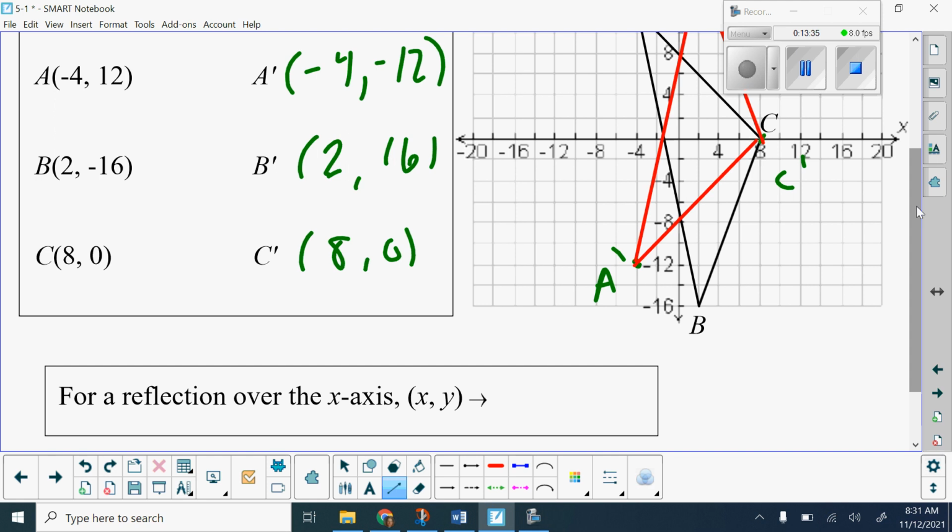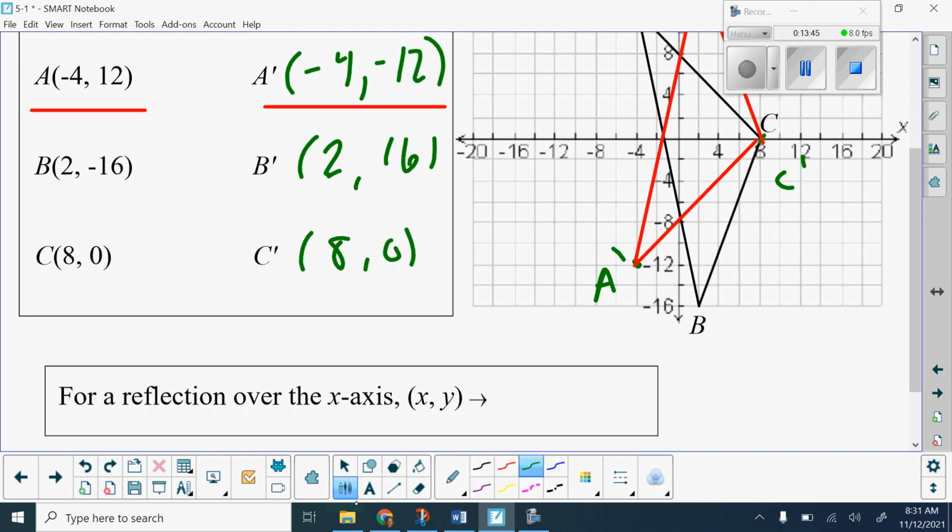So when we reflect over the x-axis, you should notice something that happens between the pre-image and the image points. So look at all of them, and what do you notice? You should notice that the x stays the same, but the y becomes the opposite. This didn't happen for point C because it's on the x-axis, and notice if I tried negating 0, I still have 0.